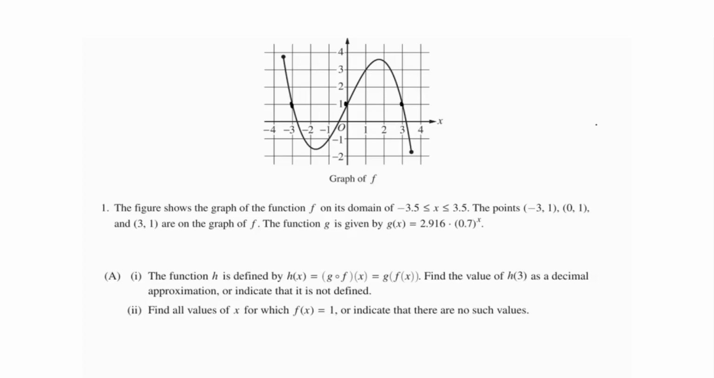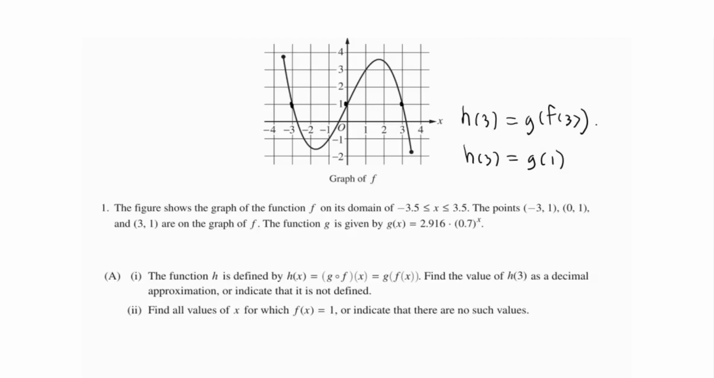Well, by the definition of a composite function, in this case here, h of 3 would equal g of f of 3. So f is my graph. So what I'm going to do is look at f of 3, and I can see that at 3 on the graph I have the output value of 1. So that means that h of 3 is equal to g of 1.